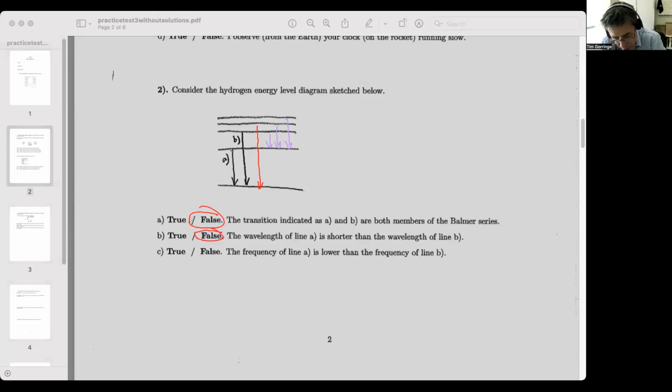So this is false. And then the third part, C: the frequency of line A is lower than the frequency of line B. Well, A is a lower energy photon, and so it has a lower frequency. So this one is true.